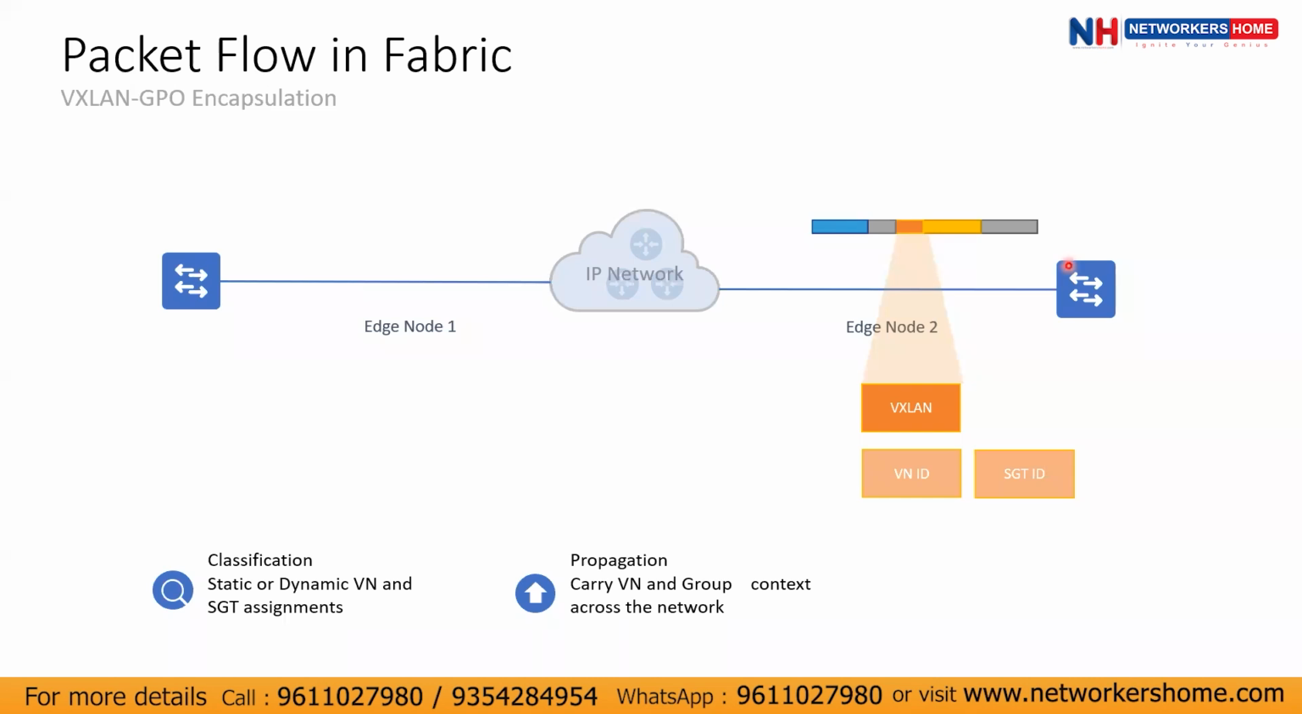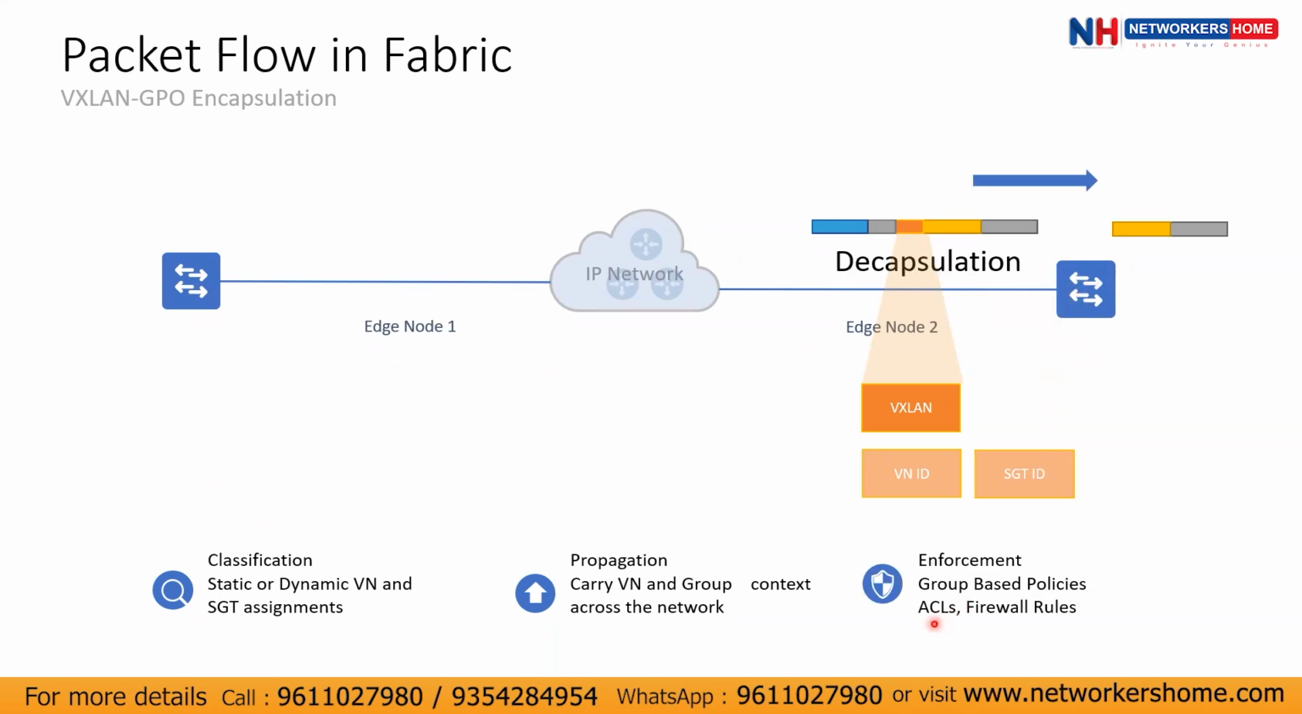So always remember, whenever the traffic goes from any fabric edge 1 to fabric edge 2, your policy will be in place on the destination side, never on the source side, because all the policy related decisions will be taken care of at the destination side. So here the enforcement, the group-based policy, will come into the picture and check the exact thing.